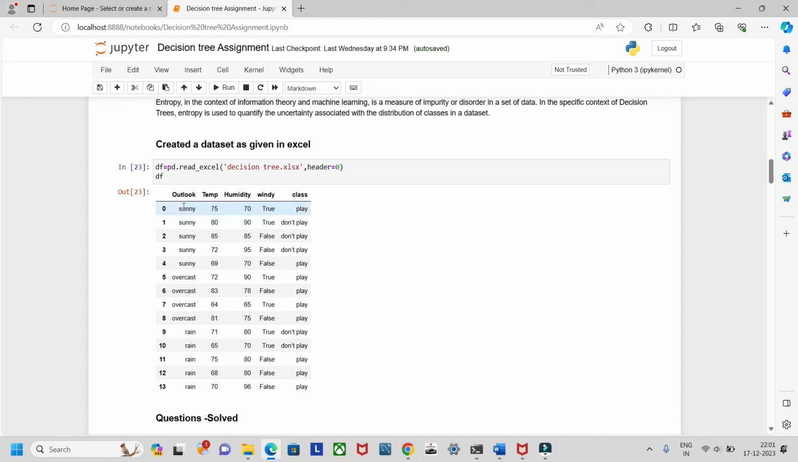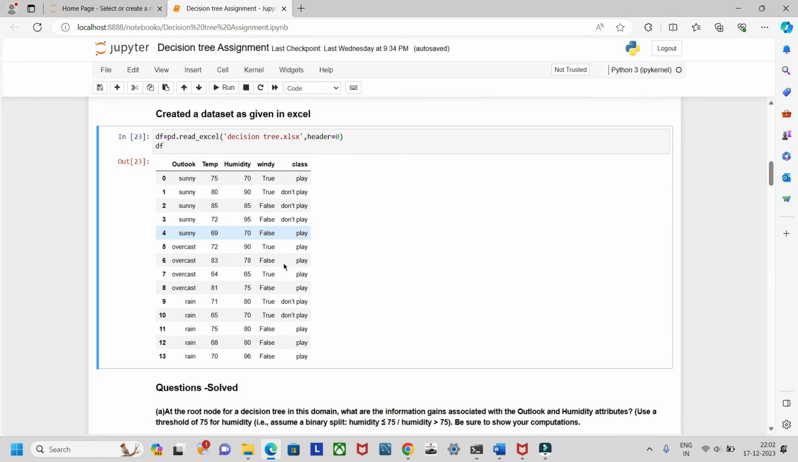Here you can see in outlook there are subclasses: the weather is sunny, overcast, and rain. Temperature is ranging from 65 to 80, so let's consider temperature threshold as below 75 and above 75. Humidity is also the same, below 75 and above 75. And windy is true in the sense of strong wind, and false in the sense of not that windy. So with this, let's go ahead.